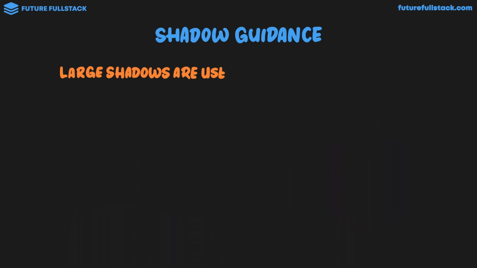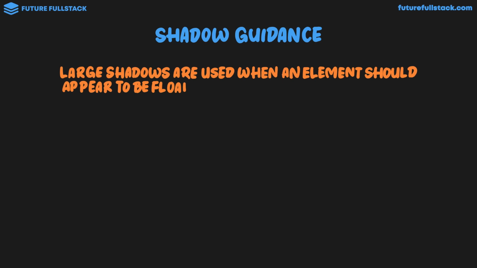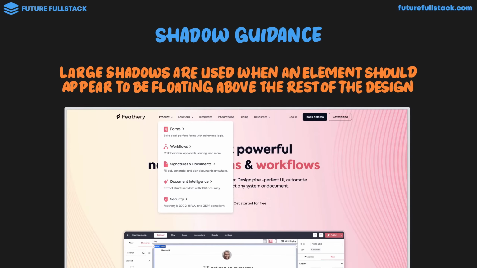Large shadows are used when an element should appear to be floating above the rest of the design. A good example of this is on a drop-down for a navigation bar, where a large shadow is used, which gives it the appearance as if it's floating above the rest of the page.